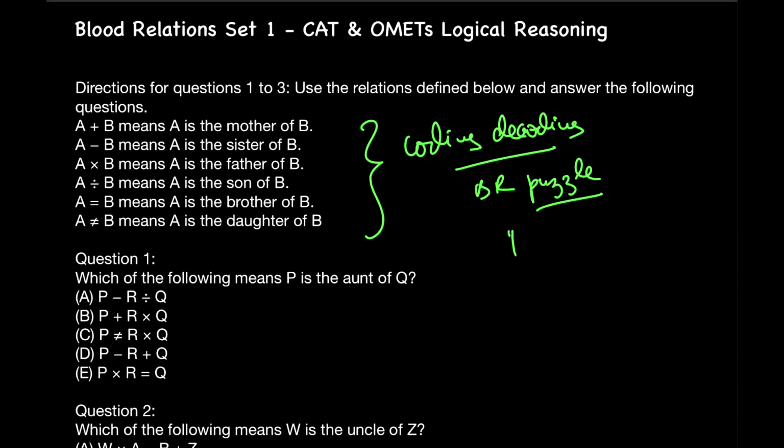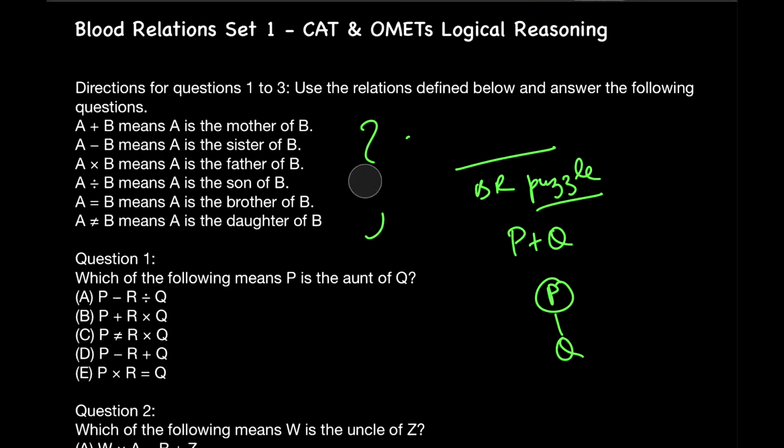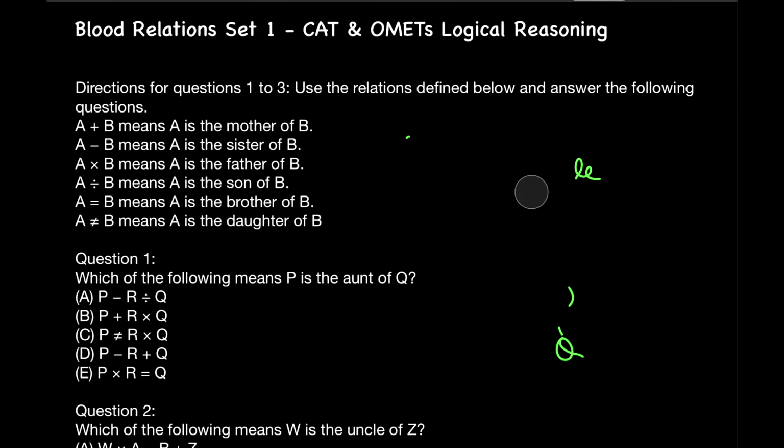That implies that if I write P plus Q, that will mean that P is the mother of Q. So this kind of inference is what you need to make from these codes given. And now let's see how to jump to the questions and directly do it fast and easily. Okay, so let's go down to the first question.